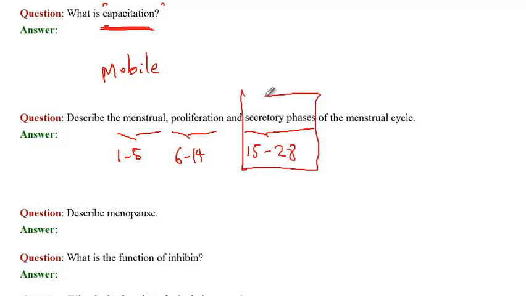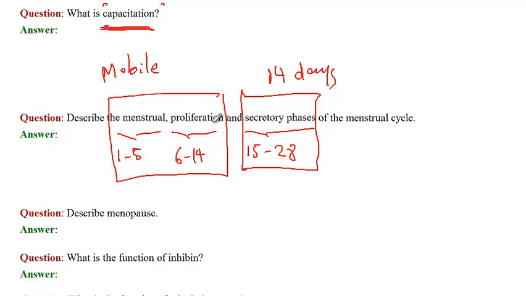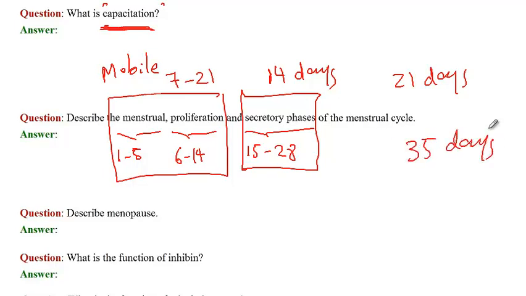Now I'd like to mention that the secretory phase in all females is always 14 days. The length of the menstrual and proliferation phase can vary from, for instance, 7 days to 21 days. That's why when we are talking about the duration of menstrual cycles, some females can have as short as, if you add 7 with 14, 21 days, while some females can have as long as, if you add 21 plus 14, 35 day cycles. But generally, usually it's 14 plus 14, about 28 days.